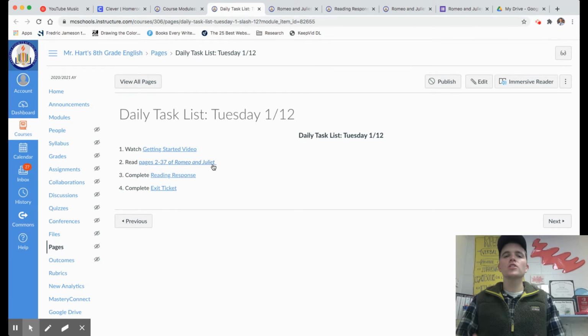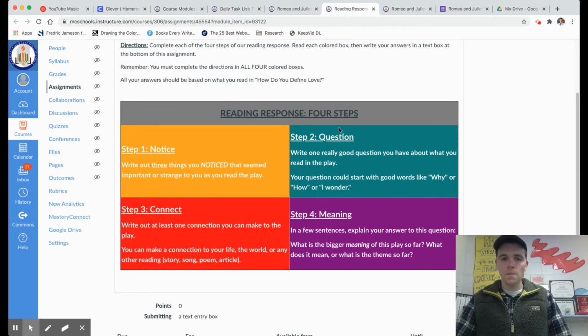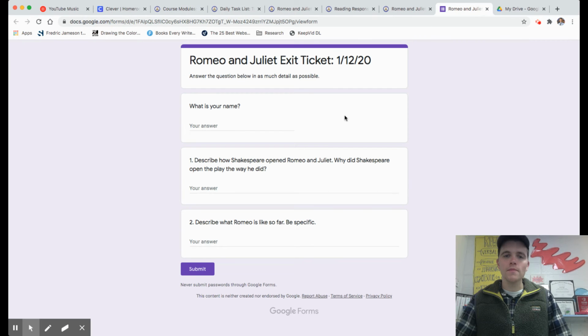You are going to officially start reading Romeo and Juliet today. So that's the majority of your assignment today. You'll read pages 2 through 37. Afterwards, you'll complete a reading response, which is another thing that you're used to, your typical noticing, question, connections, and meanings. And then lastly, you'll have an exit ticket similar to what you had yesterday using Google Forms.